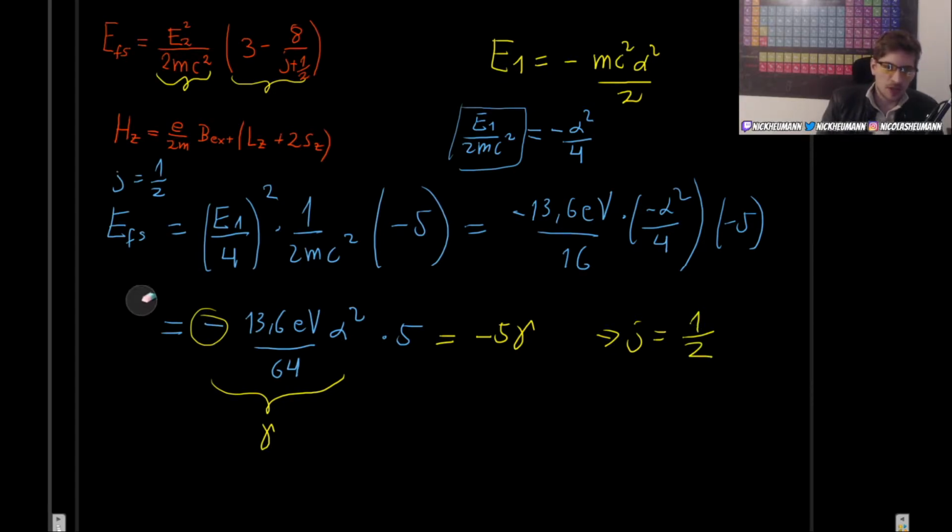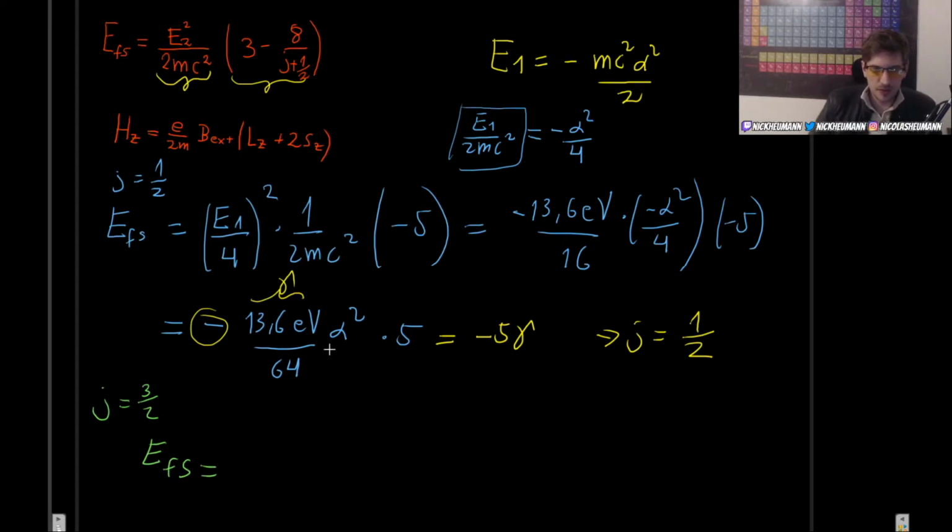So what about J equals 3/2? So this is gamma. All right, so for J equals 3/2, we get that the fine structure energy is going to be, well, the same gamma at the front, right? All of this is going to be gamma. In principle, you could have just called this gamma right away, but I wanted to use the same notation that Griffiths did. That's why I did it like this. And then we have 3 minus 8 over 3/2 plus 1/2, which is 4/2, which is 2. So we have 3 minus 4. So this is minus gamma. All right.